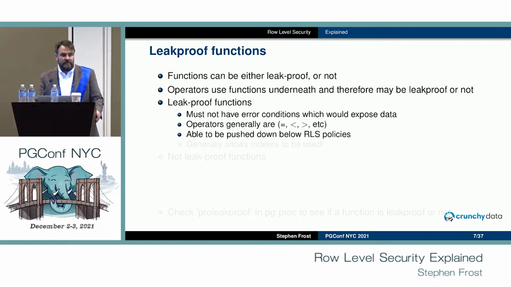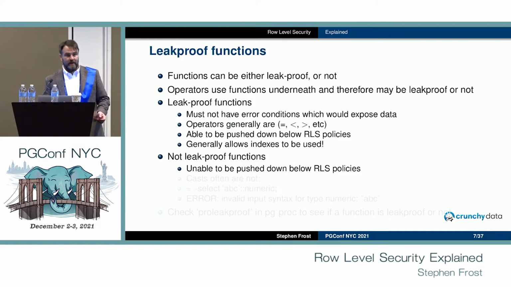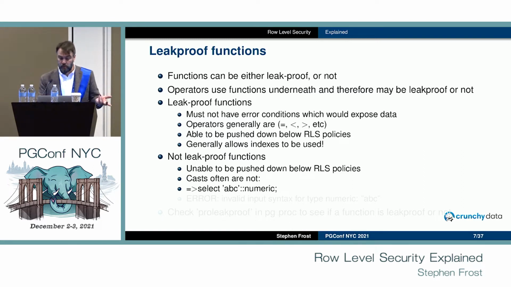Caveat to that, though, is that there are functions and operators out there that are not leak-proof, right? And not leak-proof functions can't be pushed down. And what does that mean? That means that we have to run all of the expression from the policy first, right? And it's got to be run ahead of exposing any of that data to those functions that are not leak-proof, right? A great example of this is casts. Casts are often not leak-proof, right?